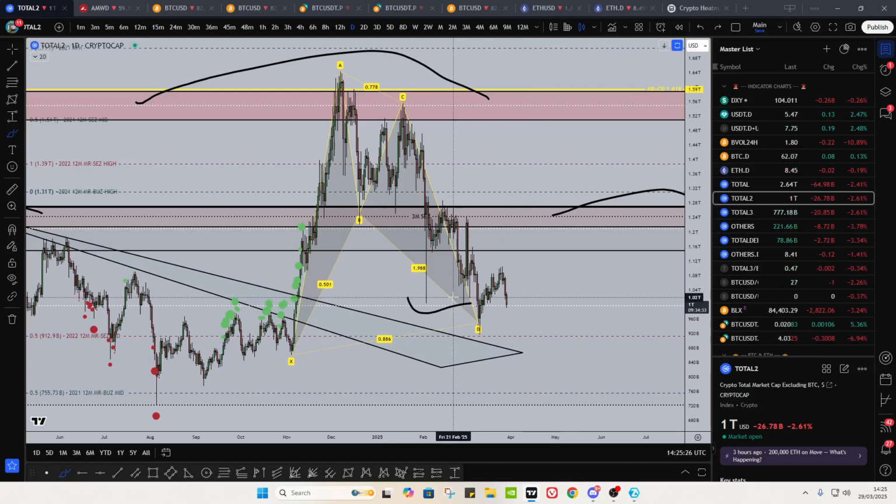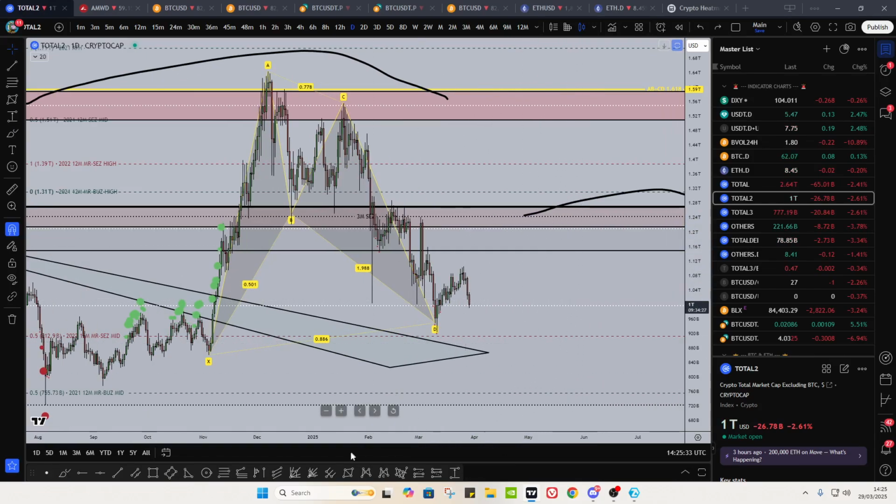Either that, or again, just like with Total 1, you wait for this smiley face to confirm over here around the range mid, because in my opinion that would take you higher, right? So perhaps you're looking at something like this, from here to here. Actually, no, I'll be doing it like this: from this high to this low to here.